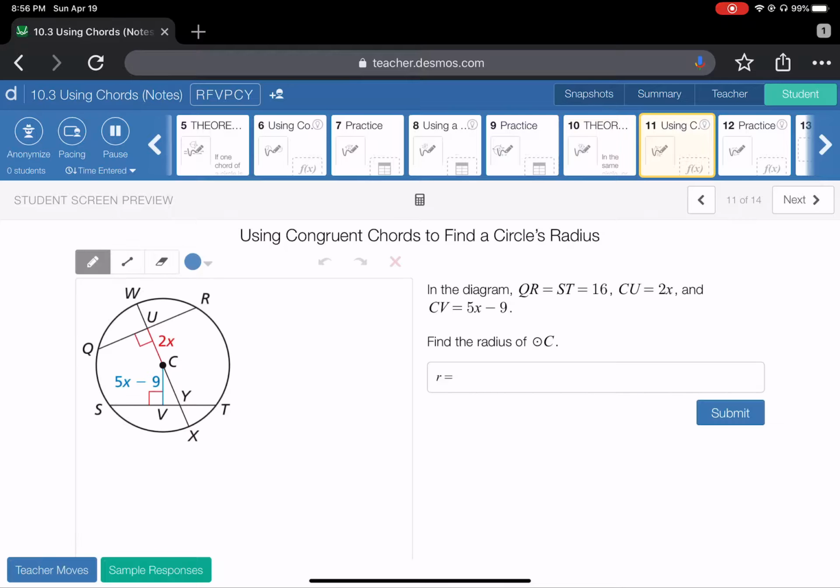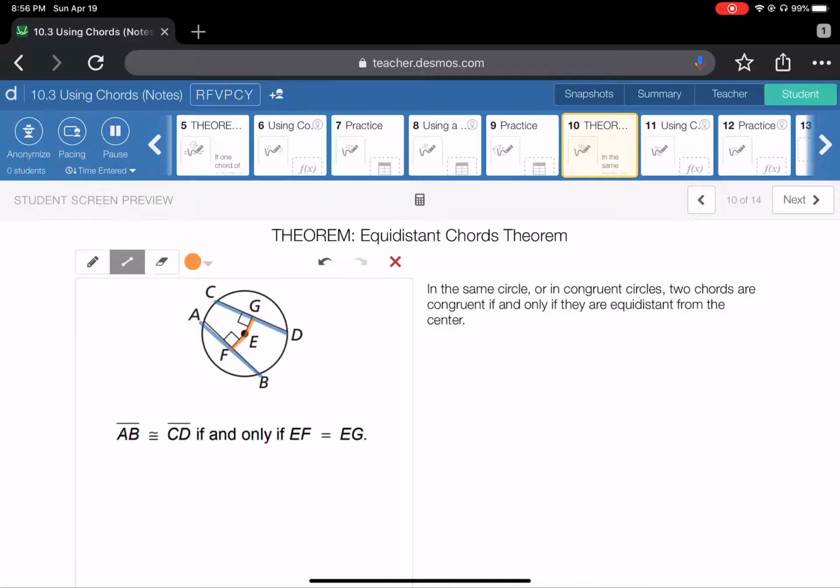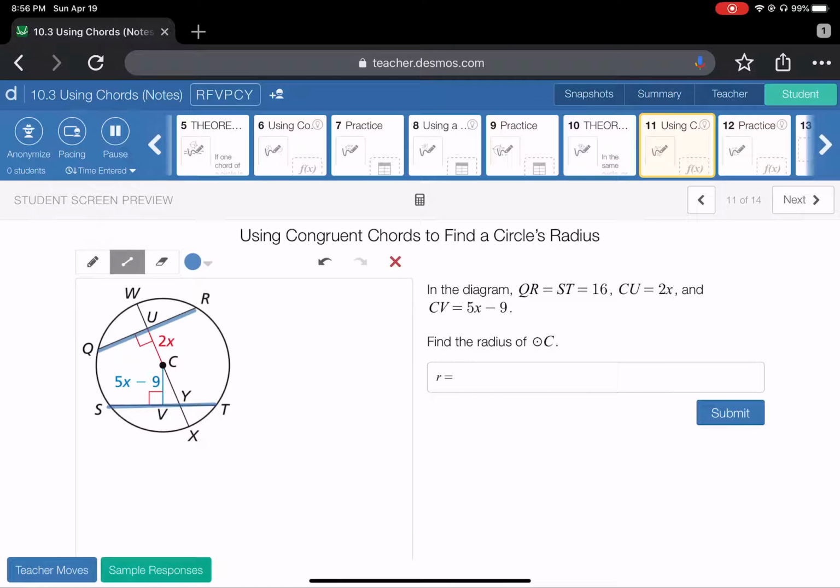Then we have congruent chords. So we're going to use all of that combined to find the value of x in this situation. There's a lot going on here, so we're going to take it one step at a time. This diagram is telling me that QR is equal to ST. That's what it gives us right away. Because of the theorem we just talked about, if we have two congruent chords, then the two distances from the center are also the same. So for this question, we need to know that 2x is the same as 5x minus 9.